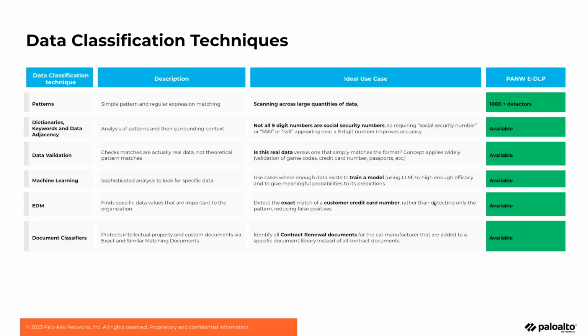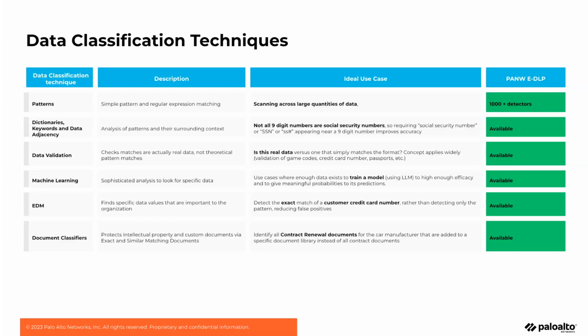Then we went into techniques that are more relevant for customer-specific data, and this is where IP protection comes in. So we looked at EDM, or exact data match, which is supposed to look for specific data values, right? So you want to look for an exact credit card number, not just any credit card number. And so we saw an example of that as well, again available today.